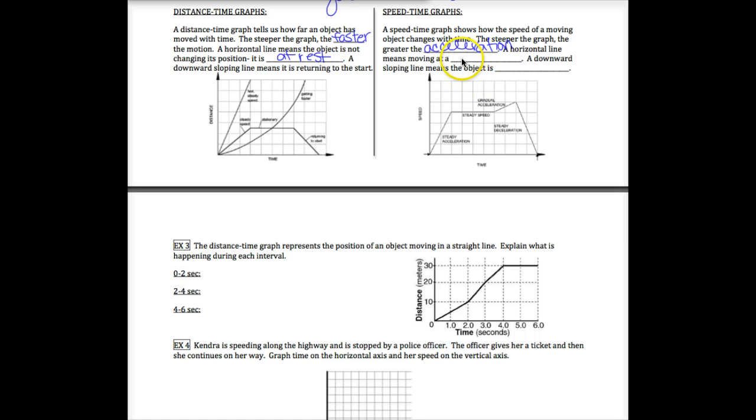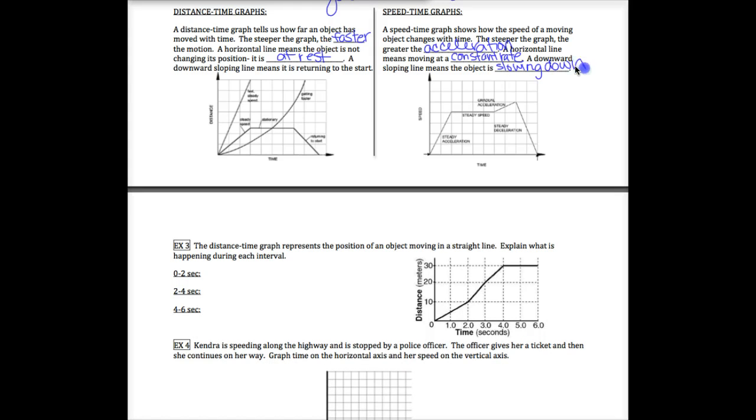A horizontal line on a speed time graph doesn't mean that the object is at rest. It means that it's moving at a constant rate. So whatever speed it was at, it's maintaining that speed. So horizontal lines mean steady speed. A downward sloping line means that the object is slowing down or decelerating.